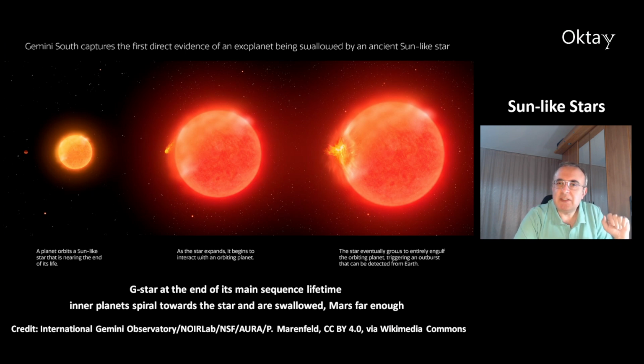This is what happens to the planets that are near an expanding star. When a G-star is at the end of its main sequence lifetime, the inner planets will spiral towards the expanding star and eventually be swallowed. And this will happen to 3 of the inner planets of the solar system: Mercury, Venus, and Earth. Mars is far enough.